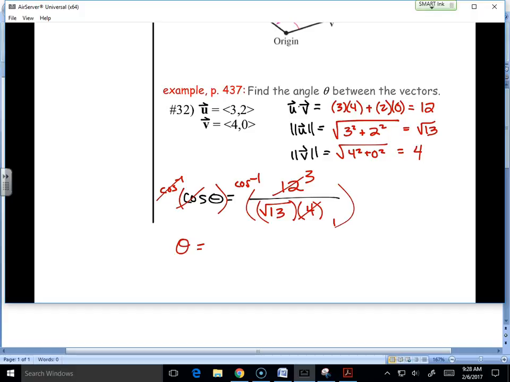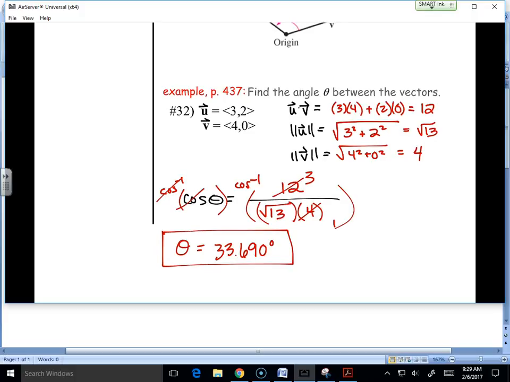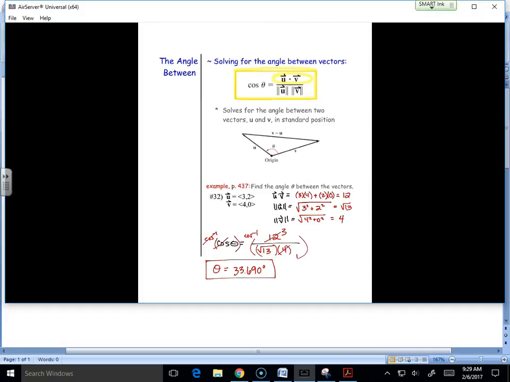33.690. Just double checking so that we have it back up. 33.690, that's what you got? So 33.690 would be the final angle, and we didn't have to do any crazy geometry stuff or law of sines, cosines stuff, and you get to write this formula on your card.